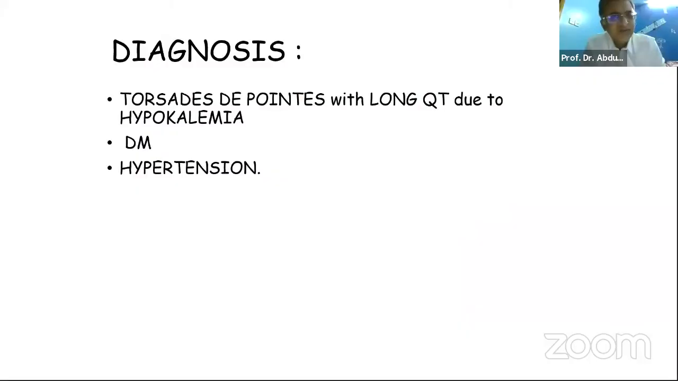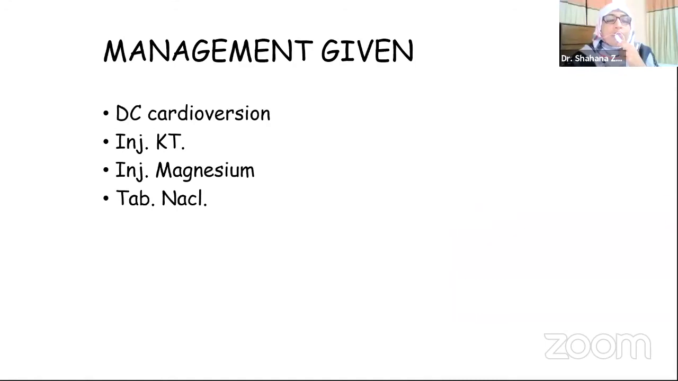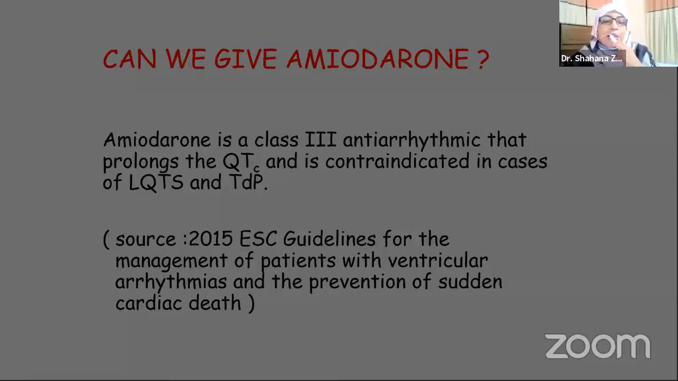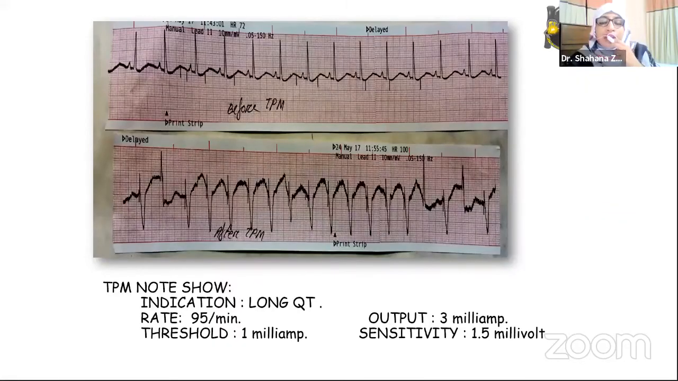Next. Our management for this patient was DC cardioversion with injectable potassium and magnesium, and tablet sodium chloride. As a resident asked whether we will give amiodarone, we thought about it. Amiodarone is a class 3 antiarrhythmic that prolongs QTc and is contraindicated in long QT and torsades de pointes. After cardioversion, the patient reverted to sinus rhythm, but QT was still prolonged.